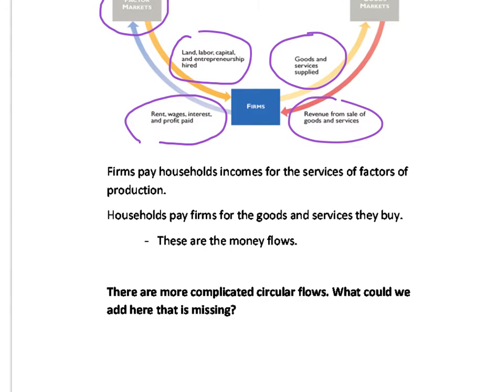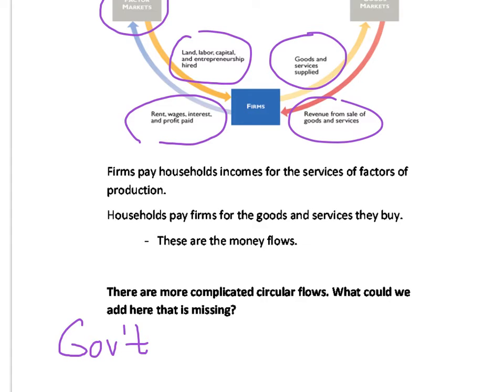So the question is, how can we make this a more complicated circular flow? This is a very, very basic circular flow. Just to point out, of course, the money flows and the real flows are going in the opposite directions. So things that are not included in this model that could be included in more complicated models. Of course, we know there's government. The government is going to be taking money away from both businesses and individuals, but the government also transfers some of those payments back to businesses and individuals.